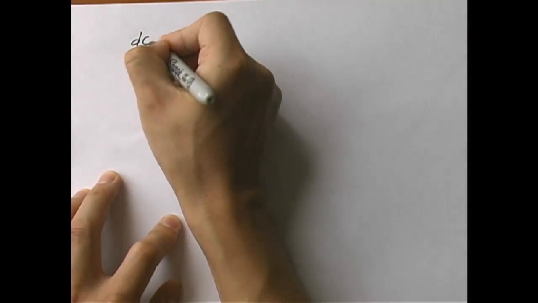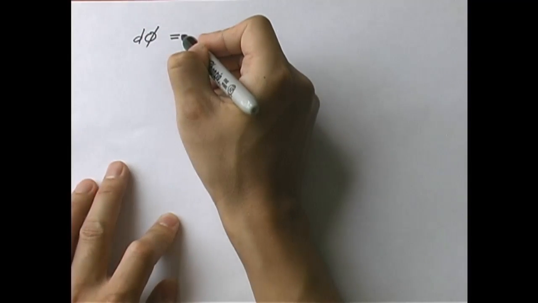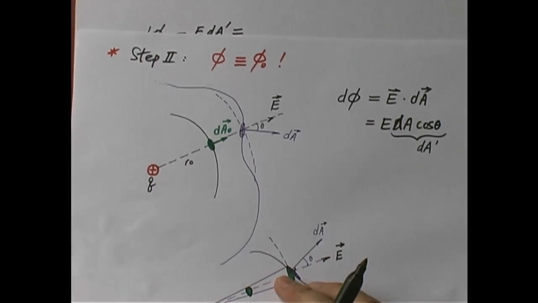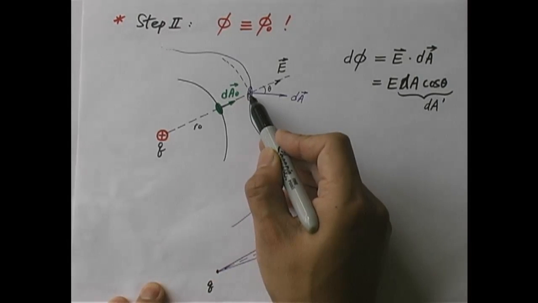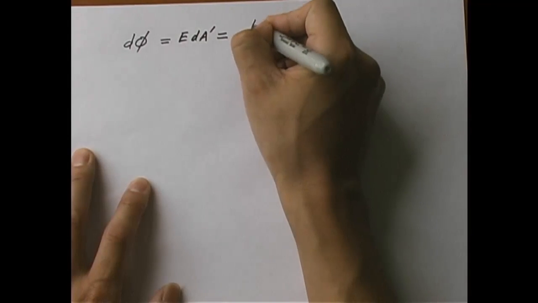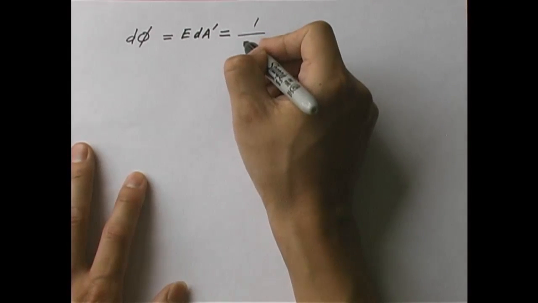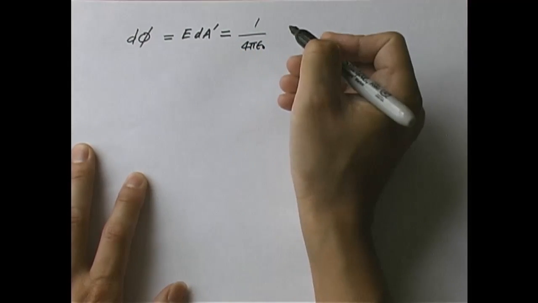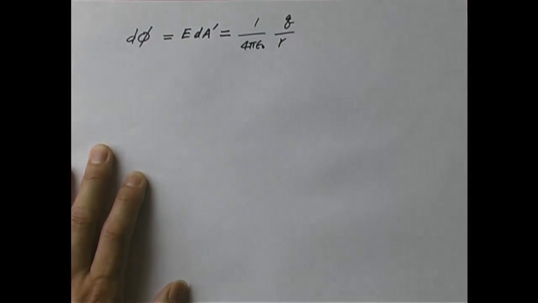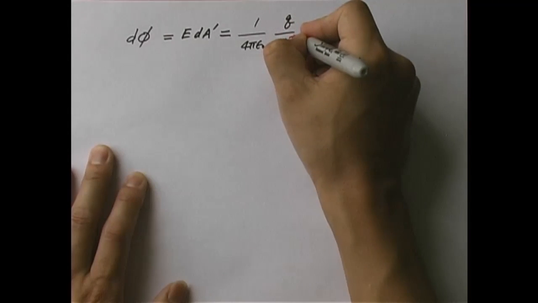So d phi equals E dA prime. E is the electric field at the location here. We say this radius is r, not r naught. R naught is from here to there. This radius is r, and therefore the electric field has magnitude 1 over 4 pi epsilon naught, q over r squared. I'm going to use a red color for that squared. Inverse square law. So that's the electric field.